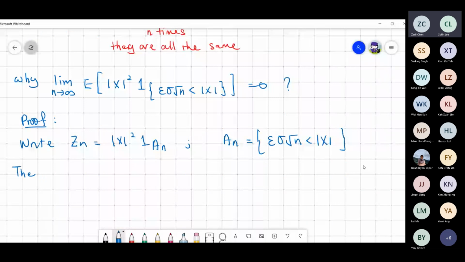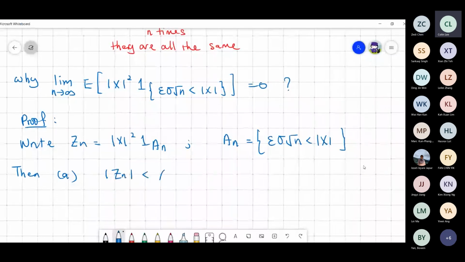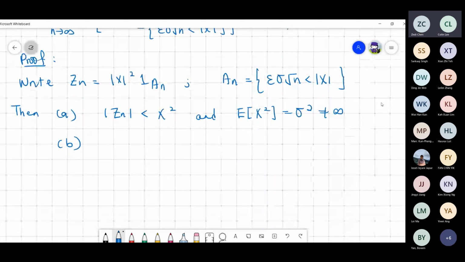If we write this, then we can see that Zn is always smaller than X squared, because this is an indicator function, and also E of X squared is equal to sigma squared, which is not equal to 0. So that is the first hypothesis, and the second hypothesis will be this. Again, this is the same idea.